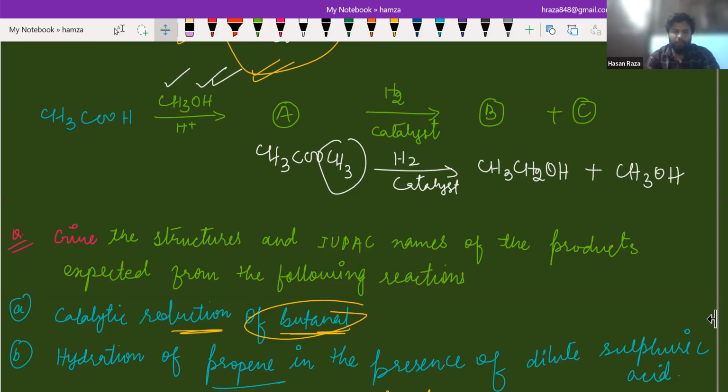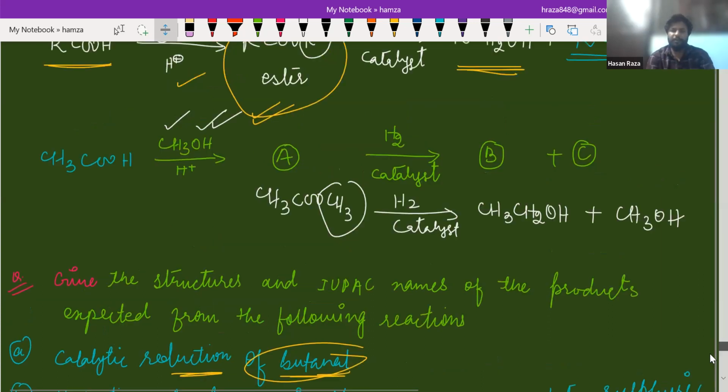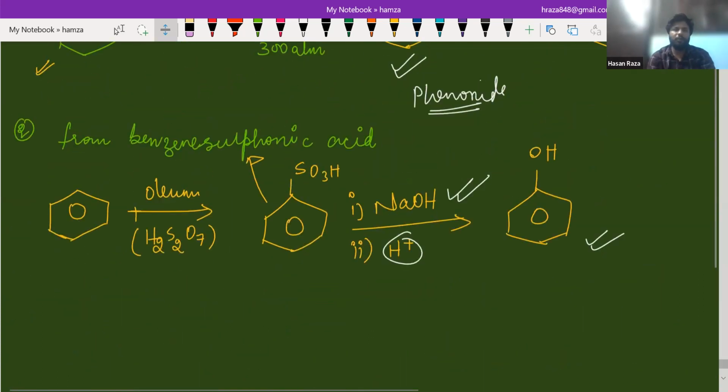After phenol, we have to go for the preparation of aldehydes and ketones, basically from Grignard reagent. That is a very important topic. So we will complete this, but after this. We have completed up to benzene sulfonic acid. Now the next preparation of phenol is from cumene.